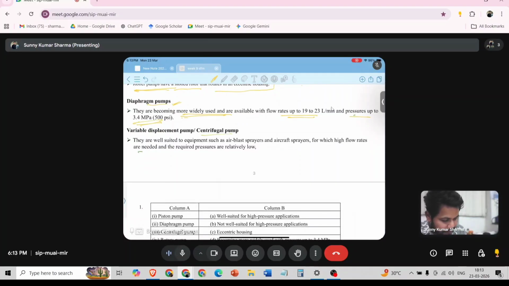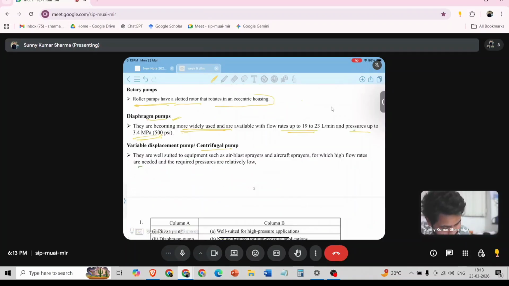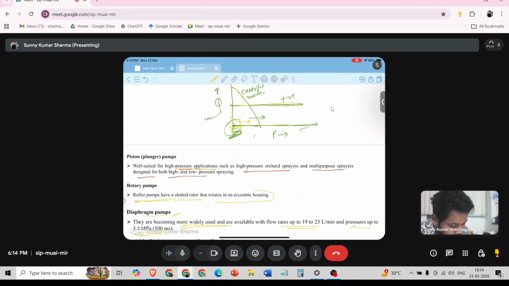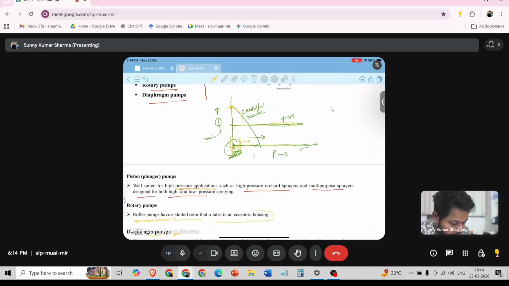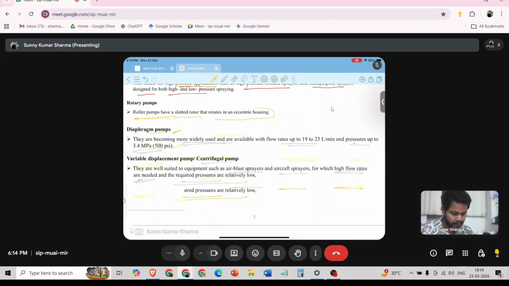And centrifugal pumps are suited for low pressure only. They are suited to equipment such as air blast sprayers and aircraft sprayers for which high flow rates are needed. You can see that at low pressure, its flow rate is high. So they are suited when high flow rates are required and required pressures are relatively low.